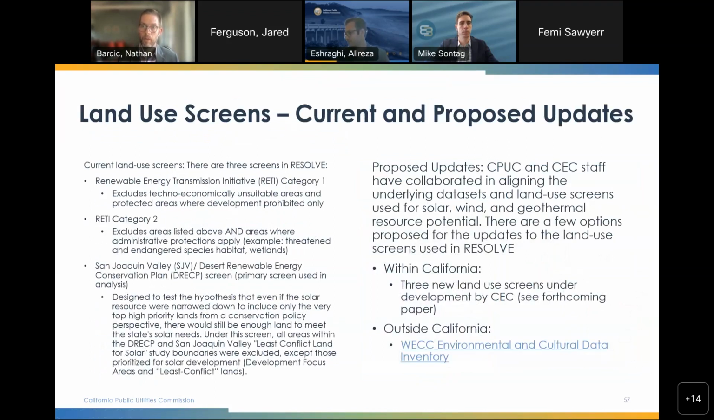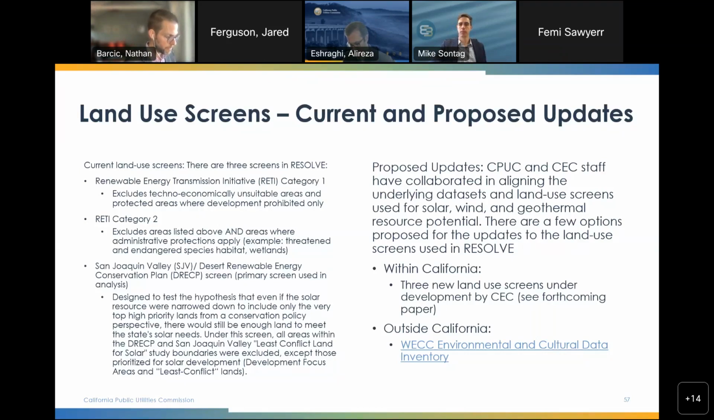And so we currently have in the RESOLVE model 3 land use screens that could potentially be applied. The Renewable Energy Transmission Initiative, or RETI, Category 1 and RETI Category 2, each of them being slightly more stringent than the other. And then the final screen, which we typically have been using for capacity expansion modeling, is the San Joaquin Valley Desert Renewable Energy Conservation Plan, or popularly called the SJV DRECP screen, which was essentially designed to test the hypothesis that even if the amount of solar resource were narrowed down to include only the very top high priority lands, from a conservation perspective, there would still be enough land to meet the needs of our state policy on renewable energy resources.